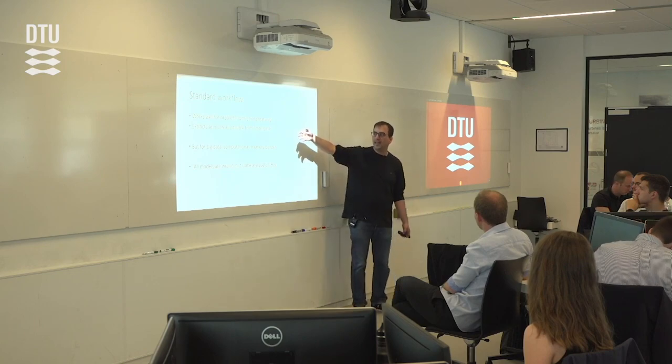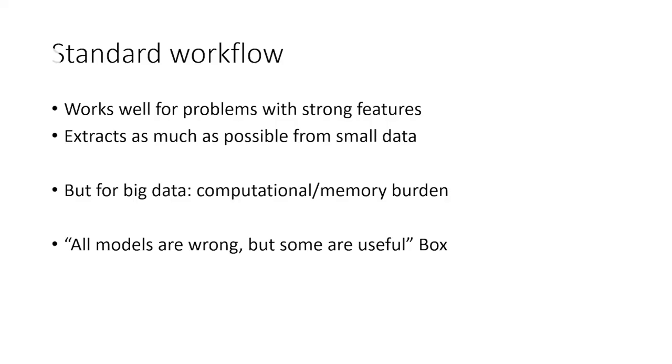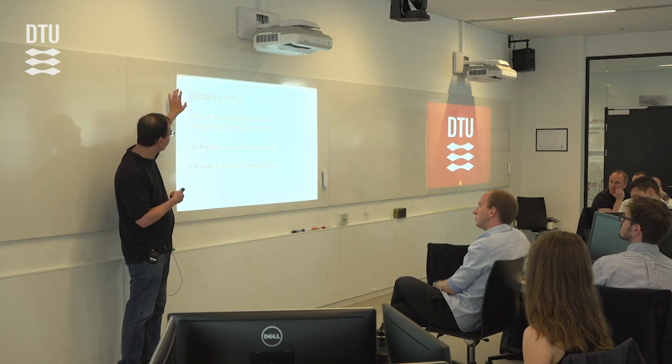So for big data, that becomes a big issue in terms of memory and compute. And also, there is this quote that I really like: remember that all models are wrong, but some are useful, and our job as machine learners is to find the useful ones. We'll never be able to model a very complex process. Think about anything that you're doing in your PhD. This is too complex to capture precisely, but we just want to make sure that our model is useful. So that's a standard workflow.